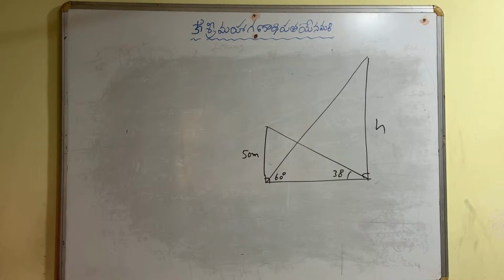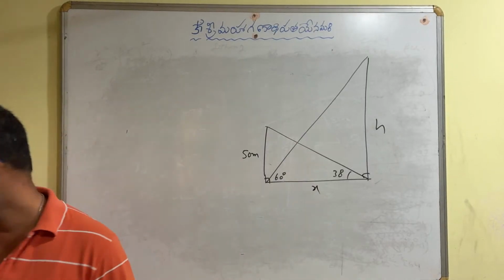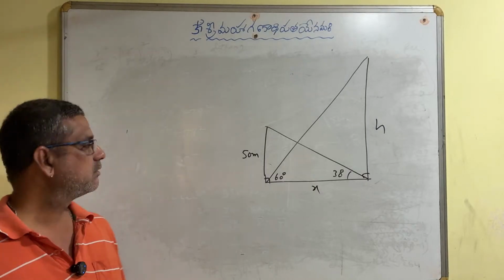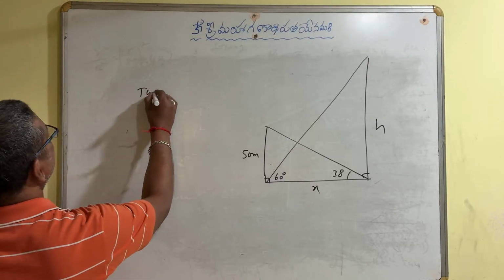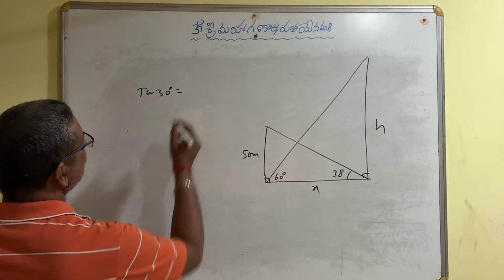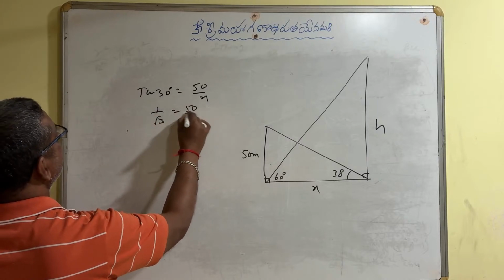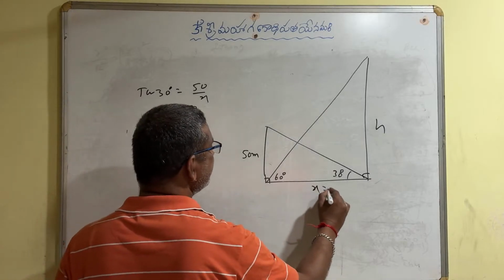Find the horizontal distance between the hill and the tower. First we have to calculate this one. Second, find the height of the hill, if the distance between the bottom of the hill and the tower is 50 root 3. First find this. Tan 30 is equal to 50 by x. So 1 by root 3 is equal to 50 by x. X is equal to 50 root 3.